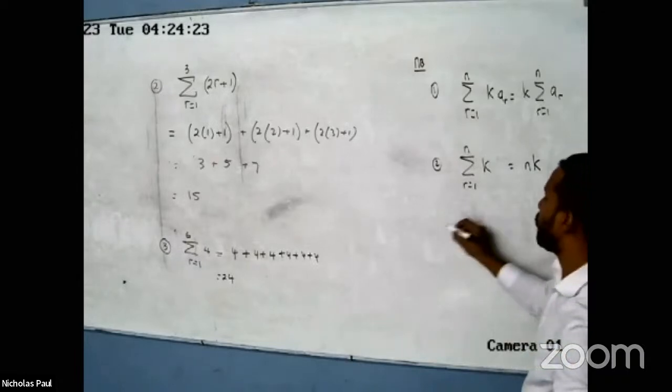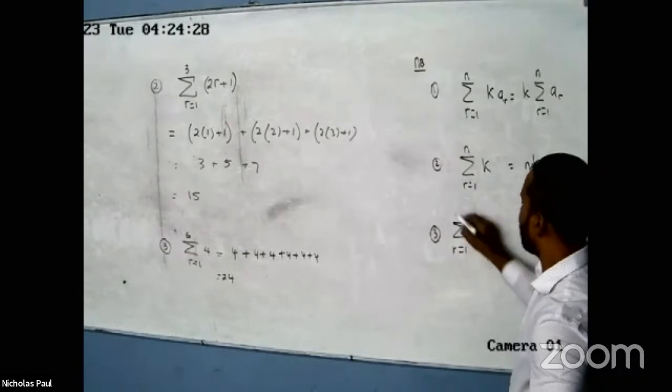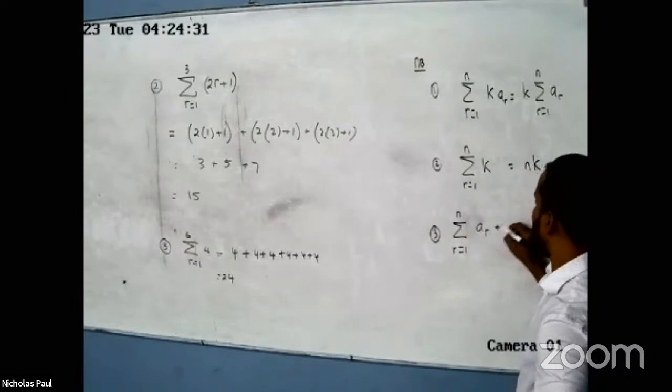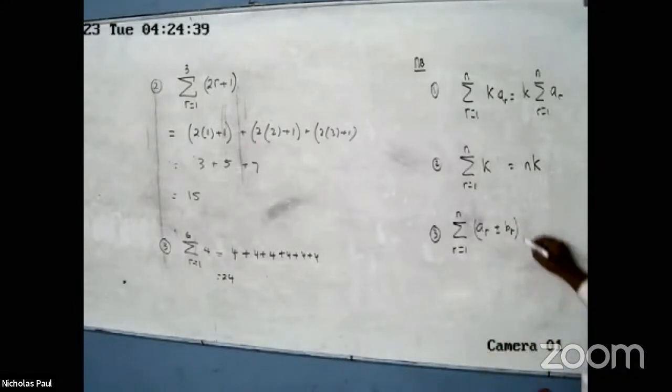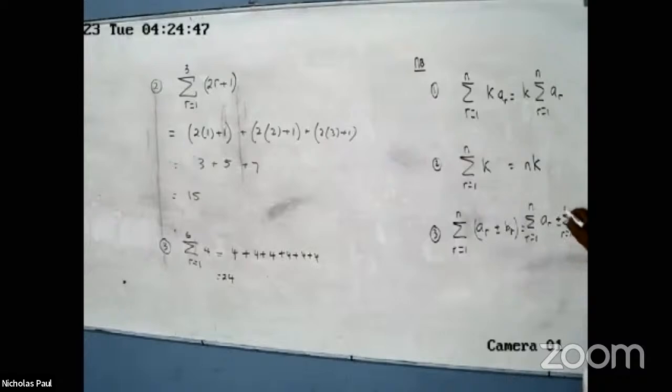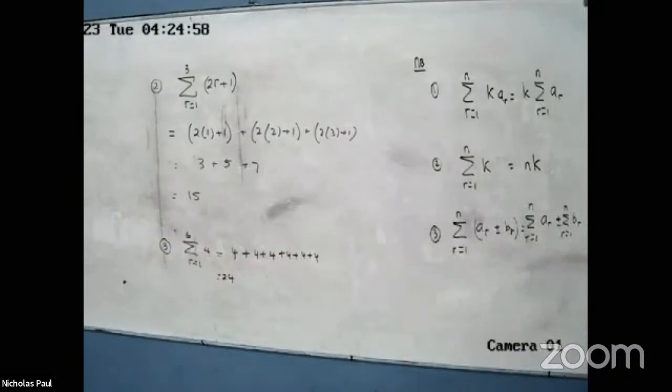There are some more rules, but you don't always use them. I'll still give them here. The summation of r going from 1 to n of a to the r plus or minus b to the r. So if I give you two separate functions, you can work them out separately. You don't really use this rule so much. I wanted to show you these rules here, right? All right, so nice. That's our intro into summation.